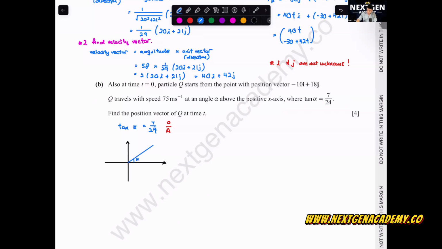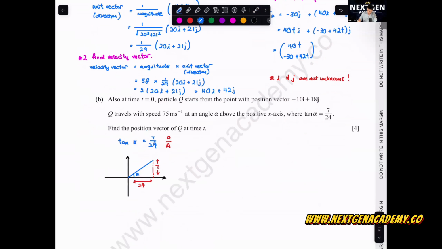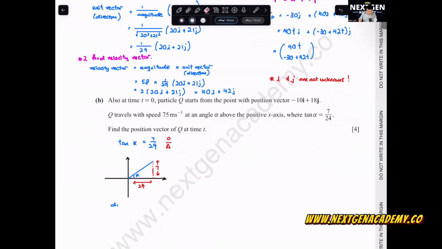This is your alpha. We have here, which is 7. We have here, which is 24. Okay, you draw this out first. This is the direction of the particle Q. Okay, so remember again, we have direction 24, 7. Okay, can I say that the direction, so just now how did I write the direction according to this diagram right now? It is equal to 24i plus 7j.